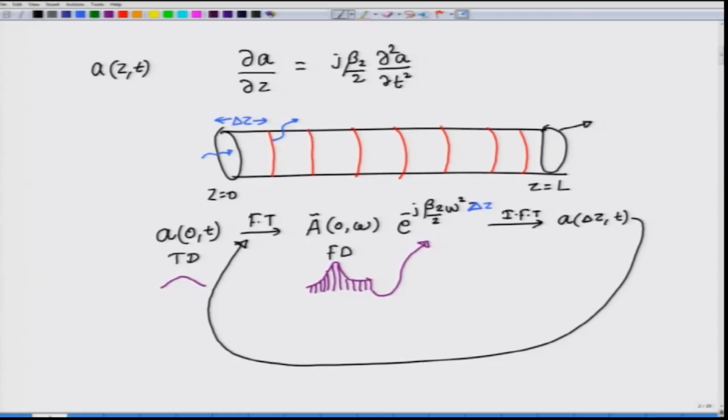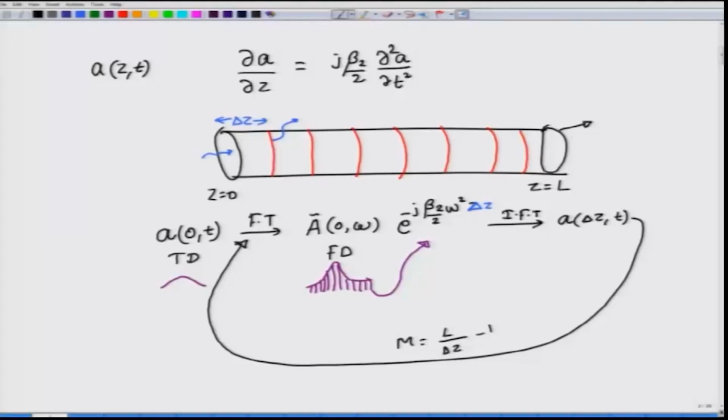So I keep doing this until I reach certain steps. So I reach say m steps, where m is about L divided by delta z, or maybe L by delta z minus 1, does not really matter. So you need to repeat this step until you finish propagating through all the small delta z sections, such that once you have propagated through m such sections, you would have reached the final length L. So maybe in that case m is actually equal to L by delta z, does not really matter. Of course, given the value of L, you decide the value of delta z, you will know the number of sections, and then how many times you have to repeatedly follow this procedure.